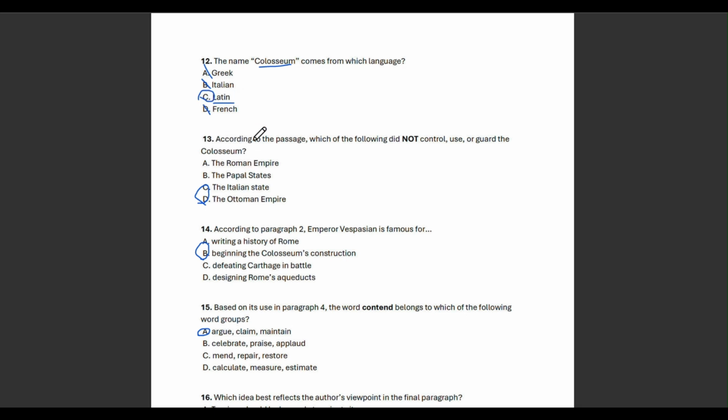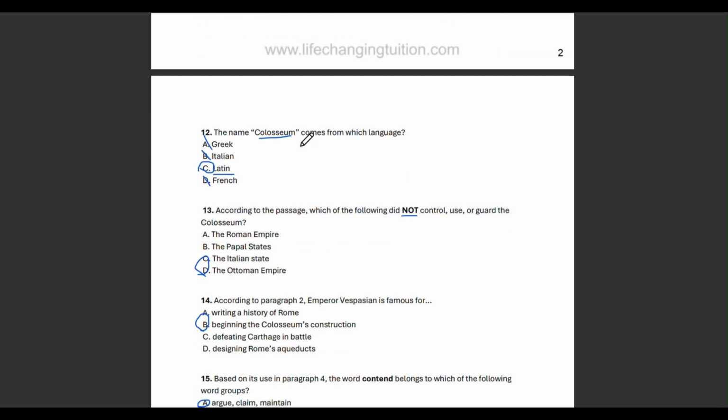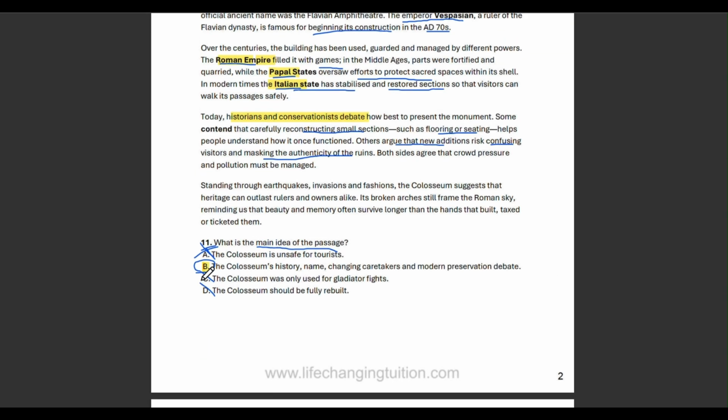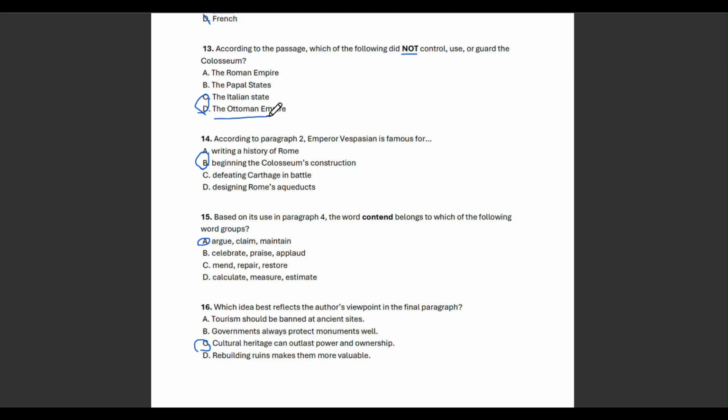Question 13 asks about which group did not control, use, or guard the Colosseum, according to the passage. Our choices are A, the Roman Empire, B, the Papal States, C, the Italian state, and D, the Ottoman Empire. The passage clearly lists the Roman Empire, the Papal States, and the Italian state as powers that had some connection to the Colosseum over time, whether it was filling it with games, protecting sacred spaces, or restoring sections in modern times. The Ottoman Empire is not mentioned at all in the passage. Therefore, the correct answer is letter D.